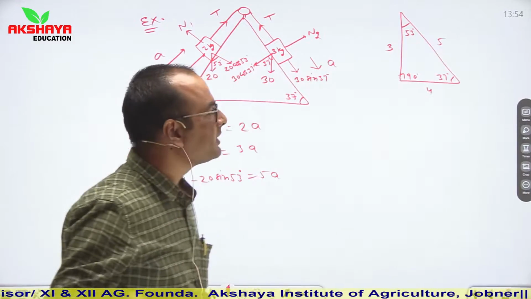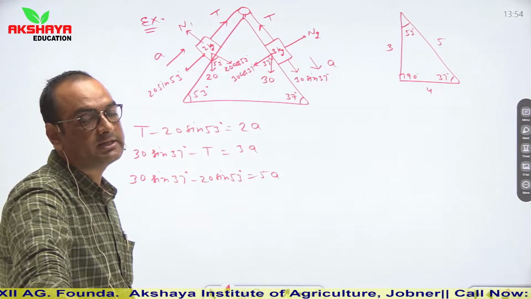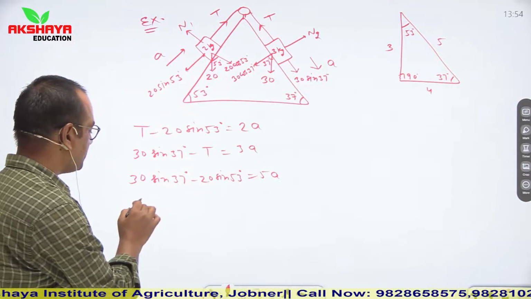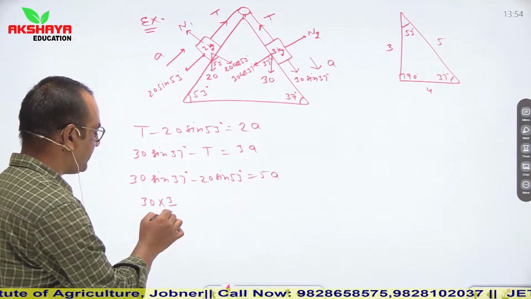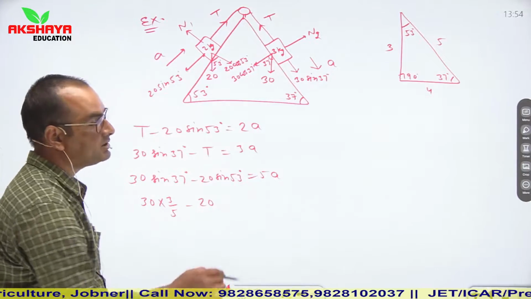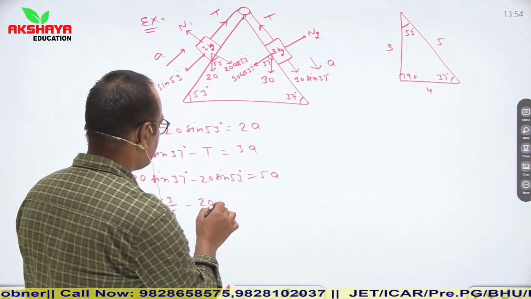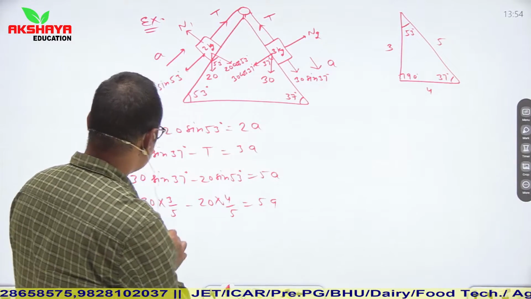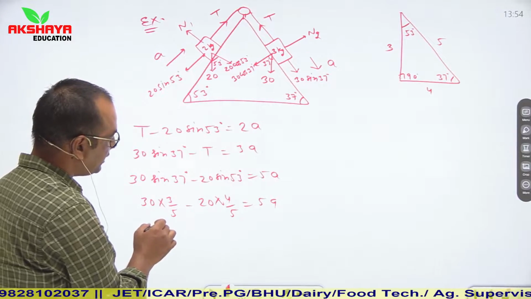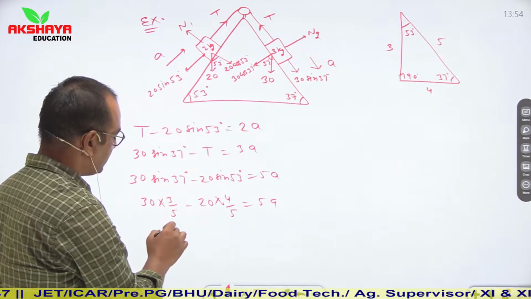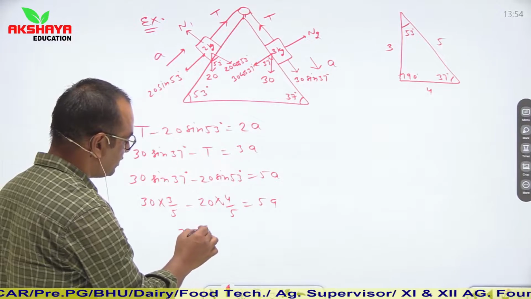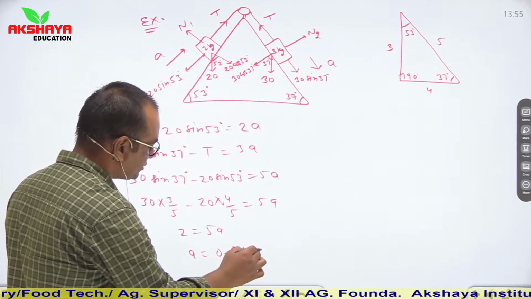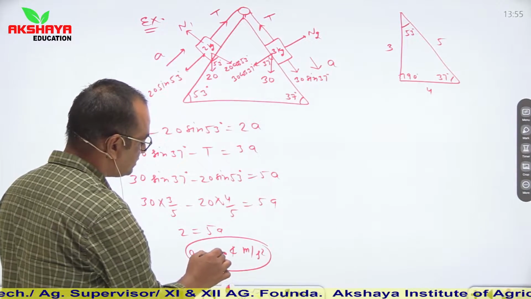So from here it is clear that sin 37 is perpendicular upon hypotenuse, so 3 by 5. So sin 37 is 3 by 5. So 30 into 3 by 5 minus 20, sin 53 is 4 by 5, so it is 20 into 4 by 5 is equal to 5A. So see, 6 into 3, 18 minus 16. So 18 minus 16, 2. 2 is equal to 5A. So A is equal to 0.4 meter per second square. So this is the acceleration of the system.